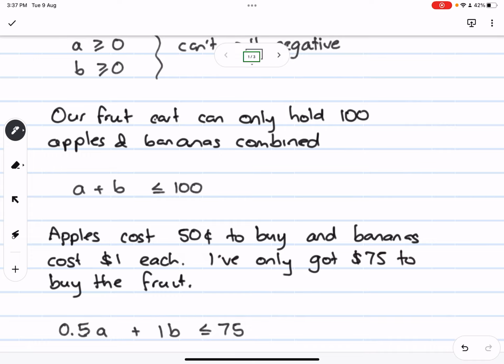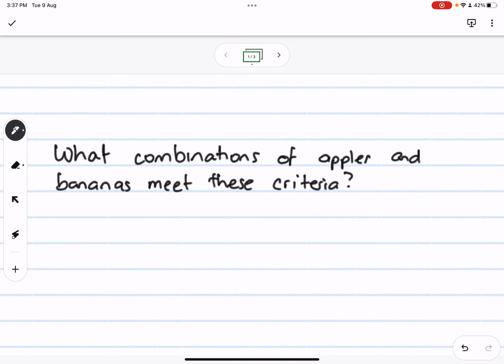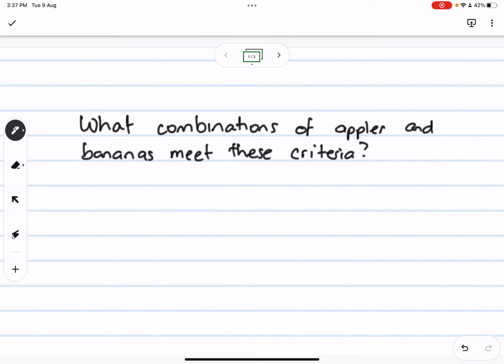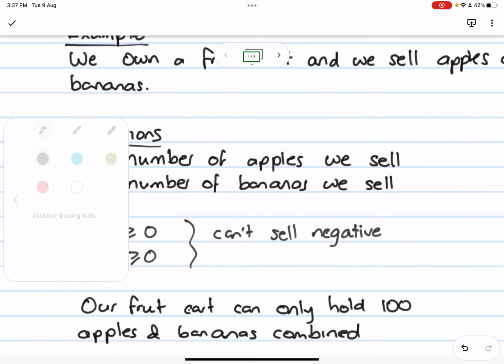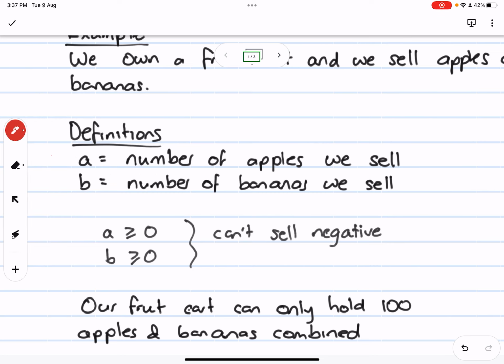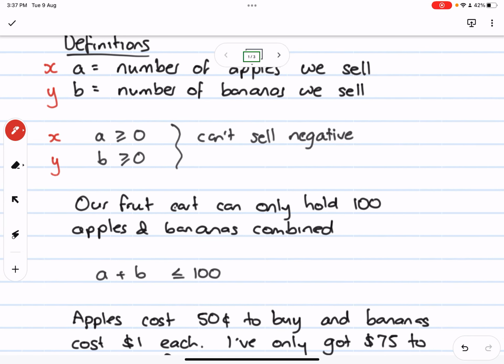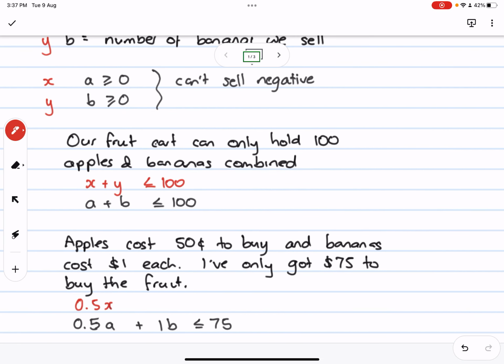Now, what we need to do is find the combinations of apples and bananas that meet that criteria. We could do this by hand, but we're also allowed to use Desmos. So we're going to jump into Desmos to help us out. But before we do that, we need to do a couple of things. Desmos doesn't like A's and B's. Desmos prefers X's and Y's. So we're going to say that X is the number of apples that we're going to sell and Y is the number of bananas that we sell. So anywhere there's an A, I'm going to replace it with an X, and anywhere there's a B, I'm going to replace it with a Y. So X plus Y has to be less than or equal to 100, and 0.5x plus 1y has to be less than or equal to 75.